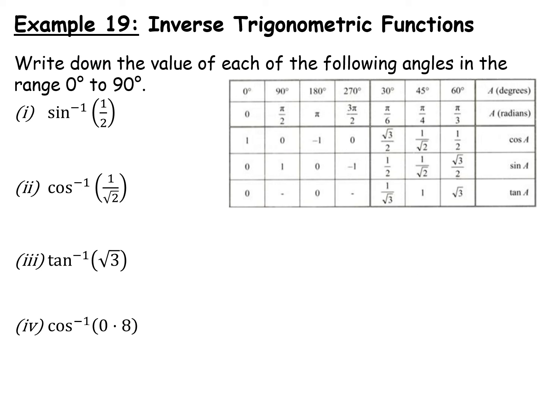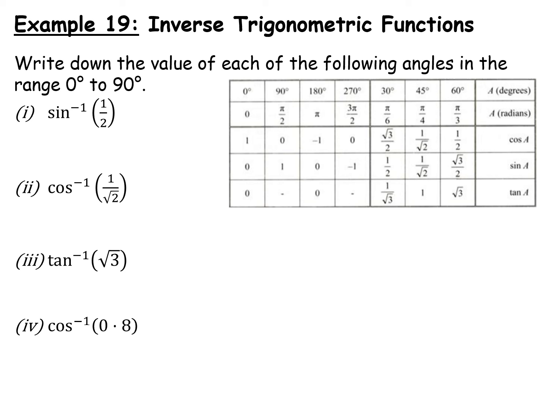So example 19, write down the value of each of the following angles in the range 0 to 90 degrees. So hopefully you know that here is a unit circle and that we have both positive and negative values for sine, cos and tan depending on where they fall in that unit circle. If you need to go back over that, there is a separate trigonometric video that covers that as well as functions and equations. For this question, we're specifically looking at just from 0 to 90.